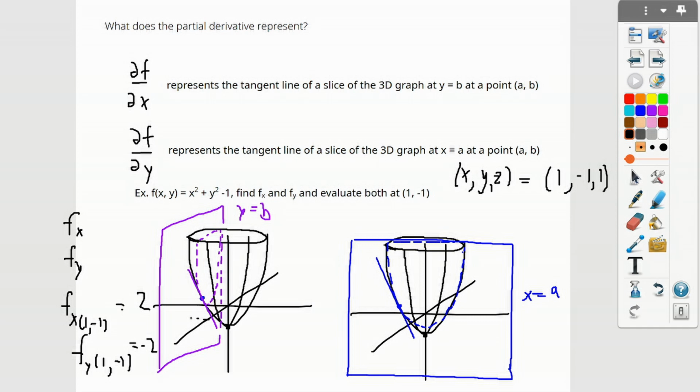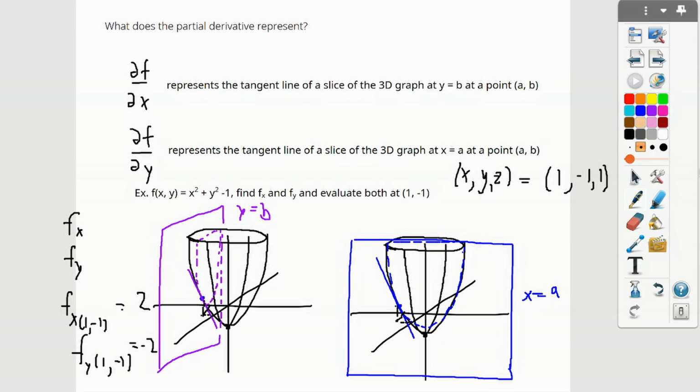So there's 1, and then negative 1, and then, oh, I'm sorry, that's a little bit out. 1, negative 1, 1. There you go. That's your point, 1, negative 1, 1. So we just have the plane y equals b, and then the plane x equals a right here. Or in this case, it's y equals negative 1 and x equals 1, right?